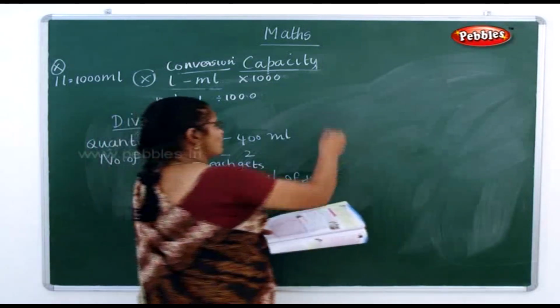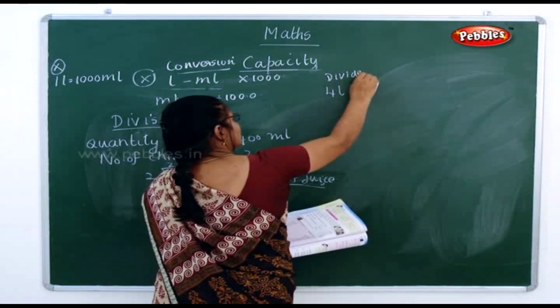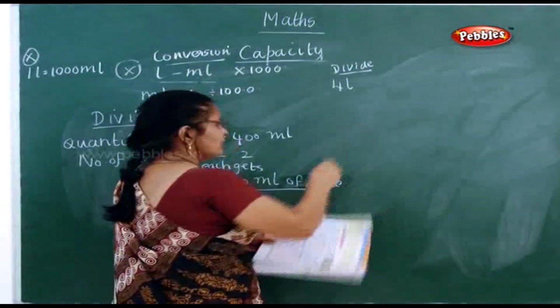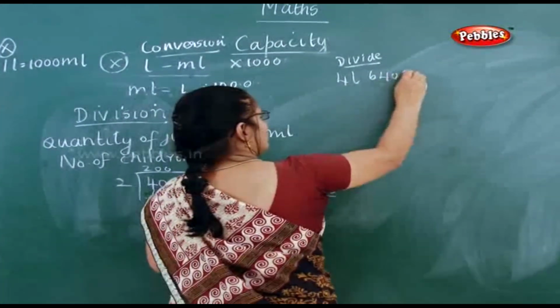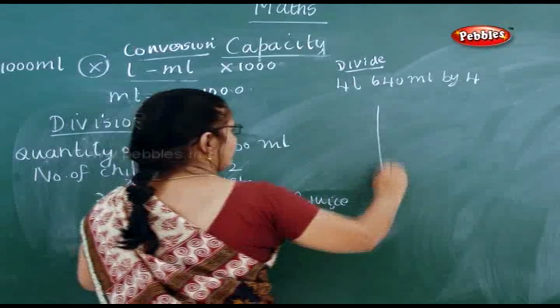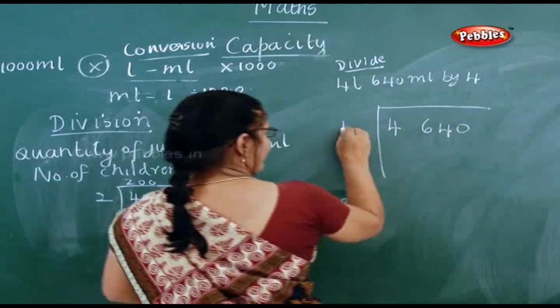Okay. Now next one, 4 liter. This is normal division. How will you divide this? This is with the statement sums. Now divide 4 liter 640 ml by 4. Just what you have to do is like this: 4, 640. Now divide by 4.